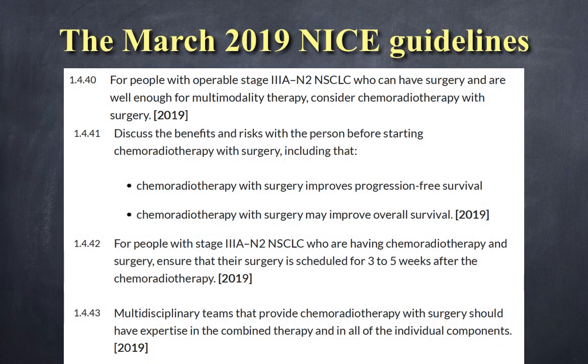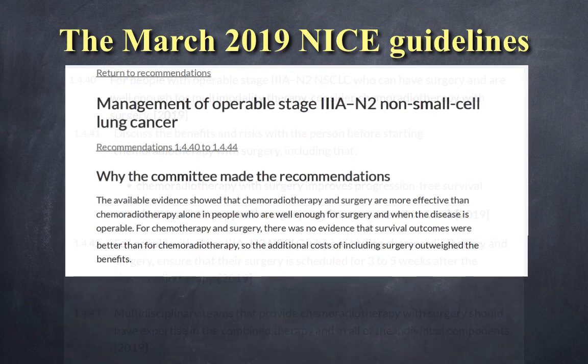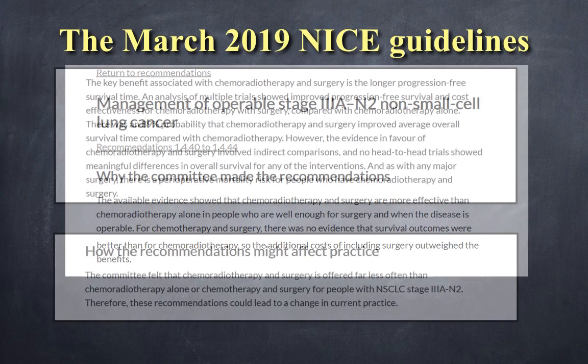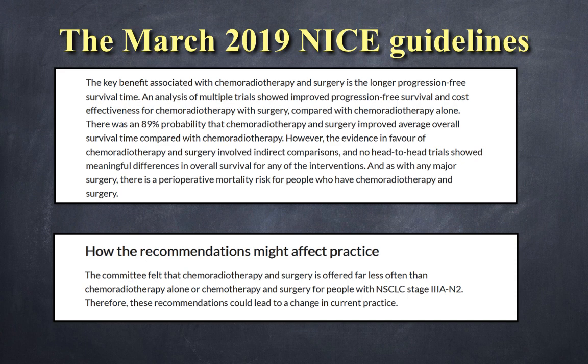They did their own network meta-analysis, and they came to maybe slightly different conclusions to what we've been doing in the UK, really. So what they said was anyone in this category should have chemoradiotherapy, then surgery. And that we should be telling patients it's chemoradiotherapy, then surgery improves progression-free survival, and it might improve overall survival. They give some advice to say, do the chemotherapy, restage, and then do the operation 3 to 5 weeks after, and multidisciplinary teams should be involved. So it was quite strongly worded, and it didn't really give a lot of leeway for other treatment paths.